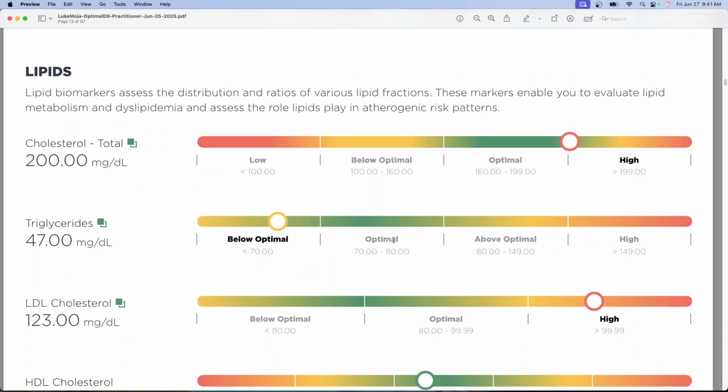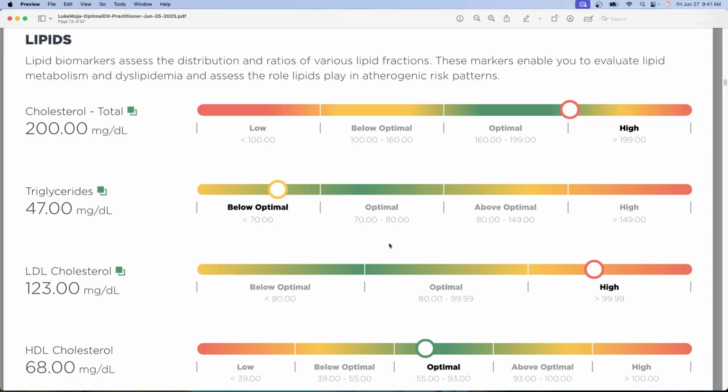Lipids, so this is your cholesterol levels. If we look here, total cholesterol is right at 200, right at the level of what they would consider to be high. The high end of the optimal range is 199. 200 I'm actually not worried about at all as far as total cholesterol. Total cholesterol itself doesn't tell you a whole lot unless it's super high or super low, generally. 200 is actually pretty good.